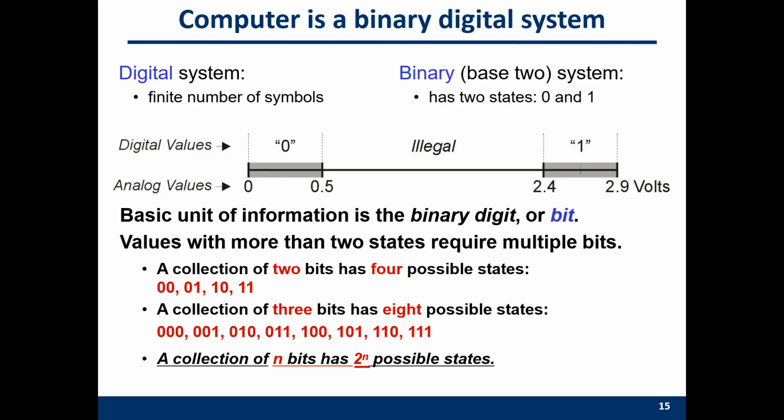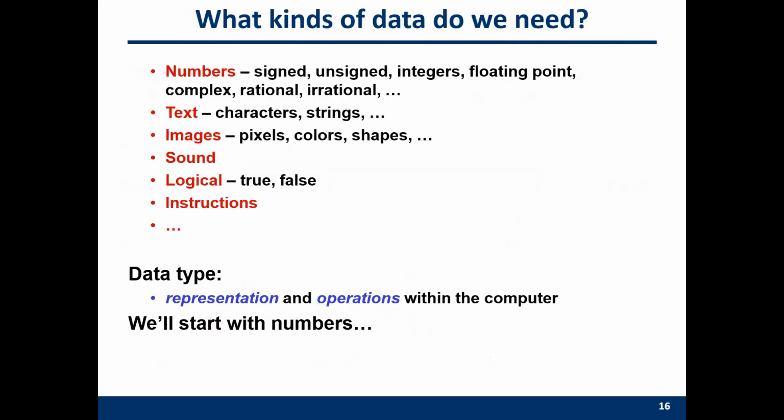So we don't use this range. If some voltage falls into this, then it's neither 0 nor 1. So by 2 voltage states, we can represent a single bit. And 2 bits are represented by 4 states. In other words, we can use 2 to the n states to represent n bits. Now we only have the raw binary bits.